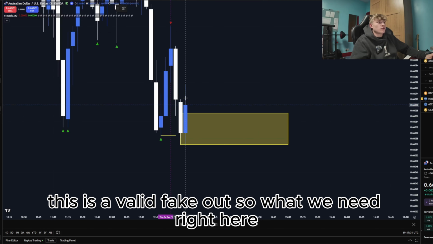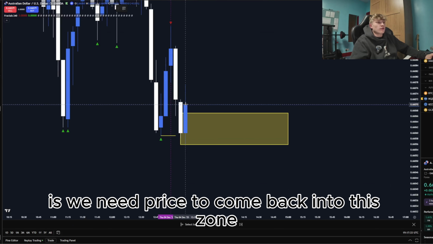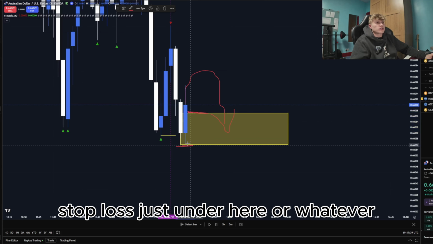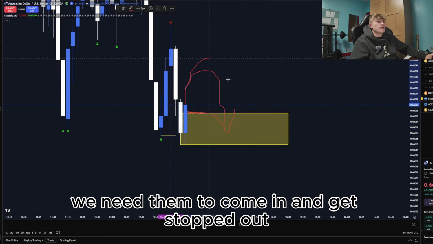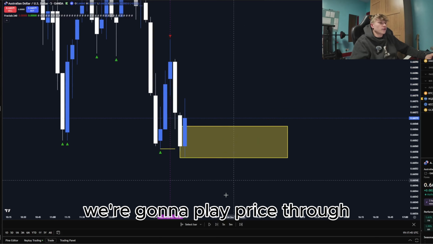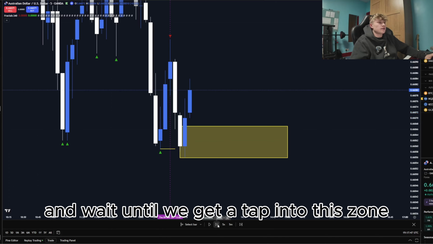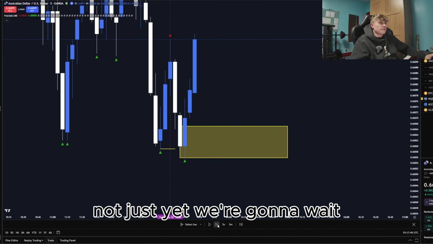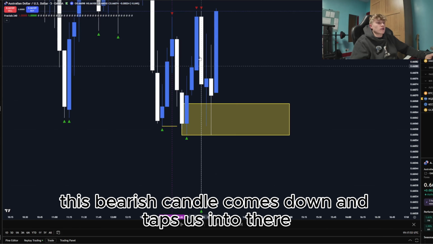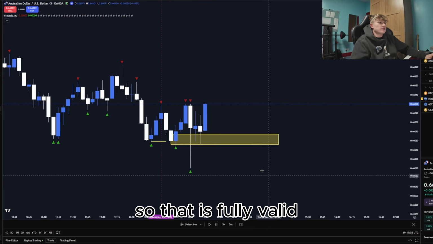Now, as soon as we get a tap back into this fake out zone, this is a valid fake out. So what we need right here is we need price to come back into this zone to stop out all the people that got in too early. There'll be people that got in right here, stop loss just under here or whatever. We need them to come in and get stopped out right there. So now we're just going to wait. We're going to play price through and wait until we get a tap into this zone. Not just yet. We're going to wait, and this candle right here taps us in. So this bearish candle comes down and taps us into there, so that is fully valid.